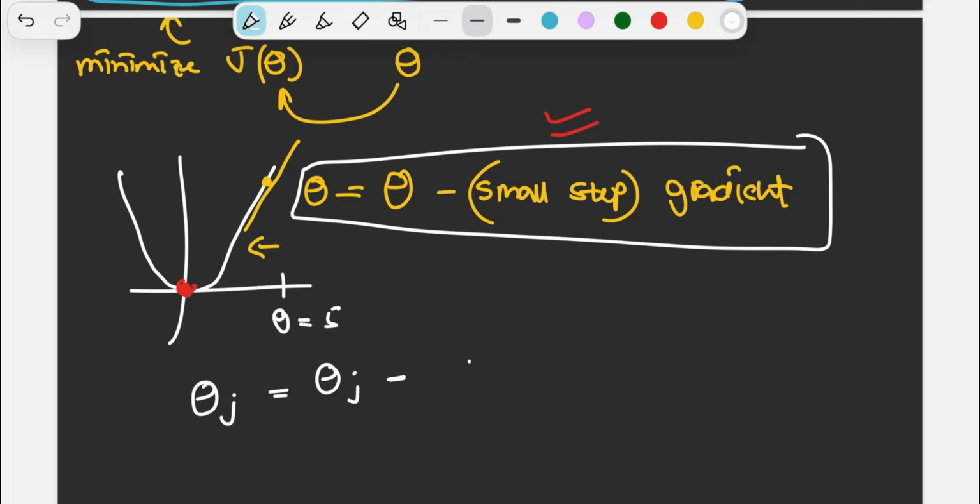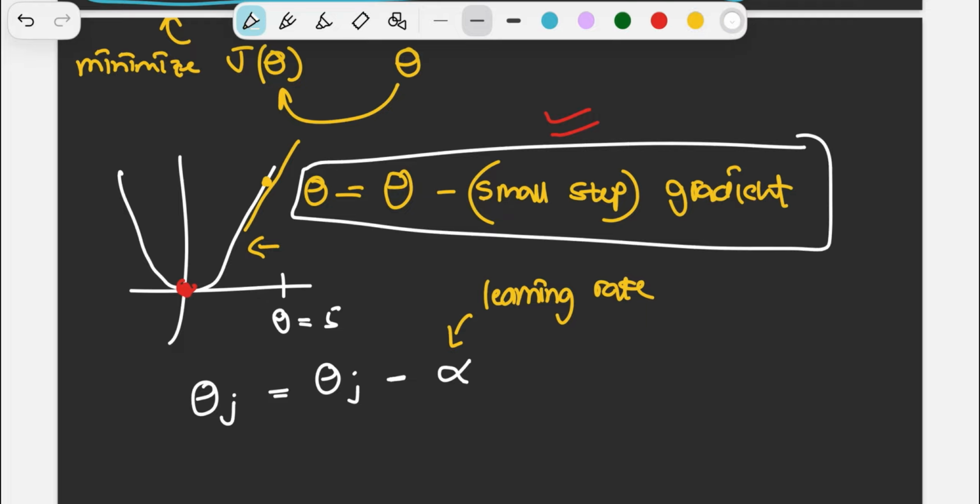The small step, we're going to call it alpha. In machine learning, the small step is referred to as the learning rate. The rate at which you learn is dictated by the size of the steps that you take. The smaller the steps, the more accurately your model reaches the convergence point, but it's going to be slower and slower. If you make alpha very big, you're going to take very big steps and might overshoot, so that's not going to be good.